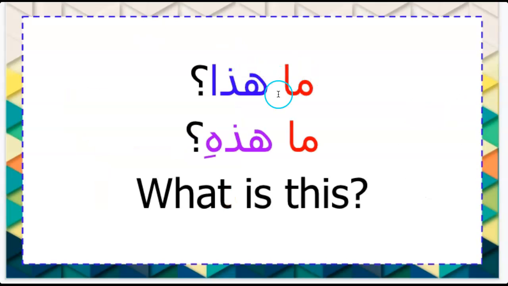You just add the word ma at the beginning, you add a question mark, and you're done. You're asking a question, what is this? ما هذا or ما هذه.